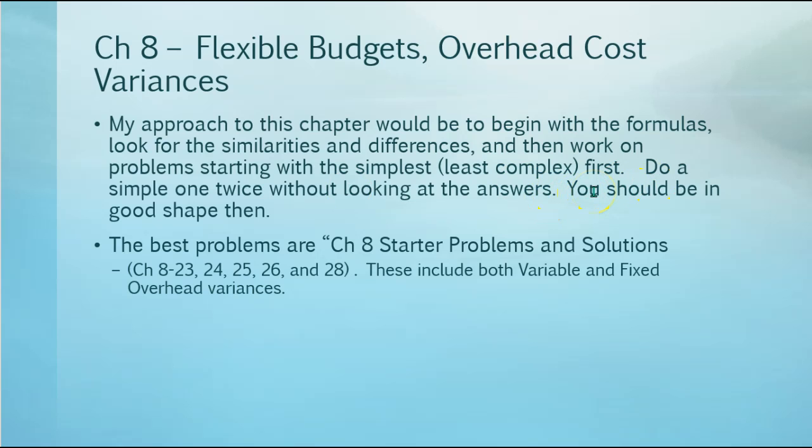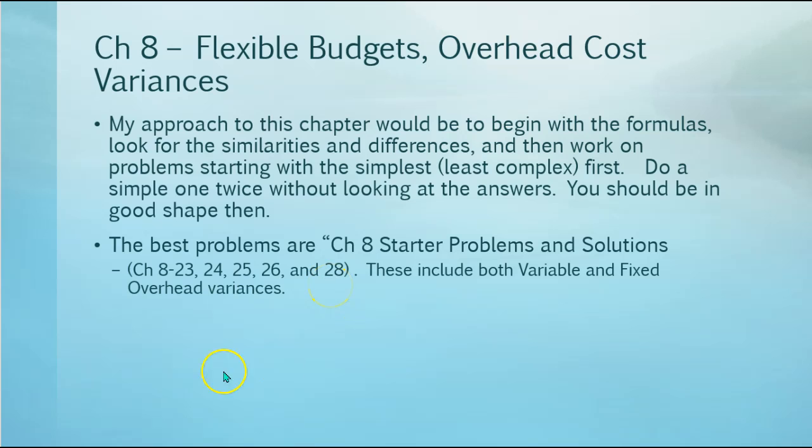Truthfully, I wouldn't do really hard problems in this. I would do it just so that I was respectable. The best problems are the chapter 8 starter problems and solutions here: 23, 24, 25, 26, and 28. Like this is variable overhead, that's fixed, that's variable, that's fixed. So this is really like 2 problems here. And 28 is a nice clean problem.